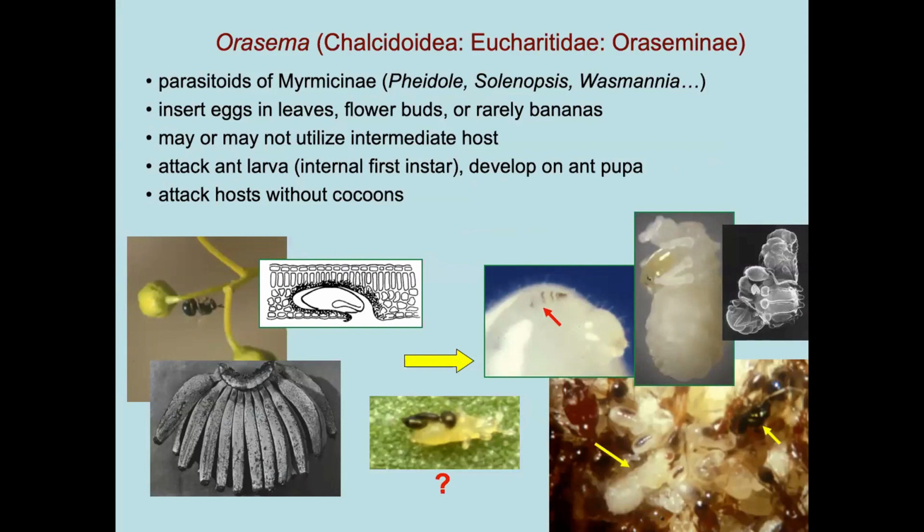I'm only going to talk about this one genus, Orasema, because that's the only one that's relevant. There's lots of other weird things that go in the family. But these ones in particular are always parasitoids of Myrmicinae, which include our nasty ants like Pheidole, Solenopsis, and Wasmannia. They always insert their eggs into leaves, sometimes into the bracts of flower buds or along stems or things like that. They have even been known to oviposit into bananas.